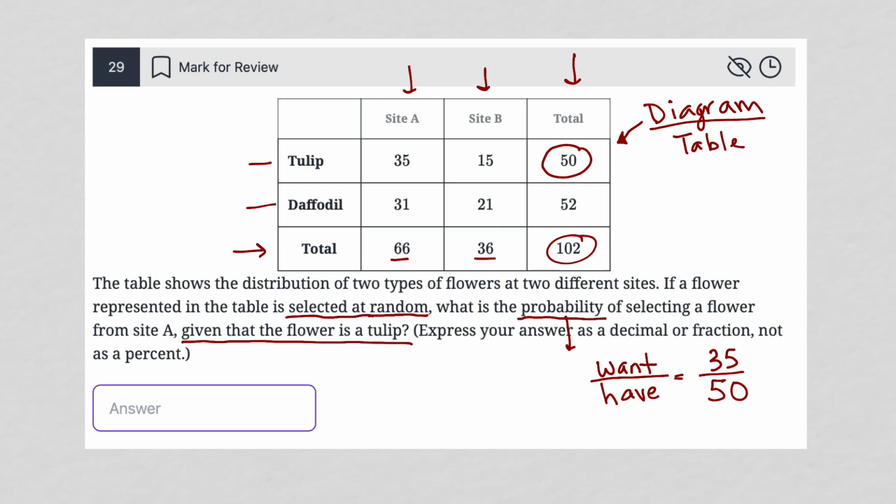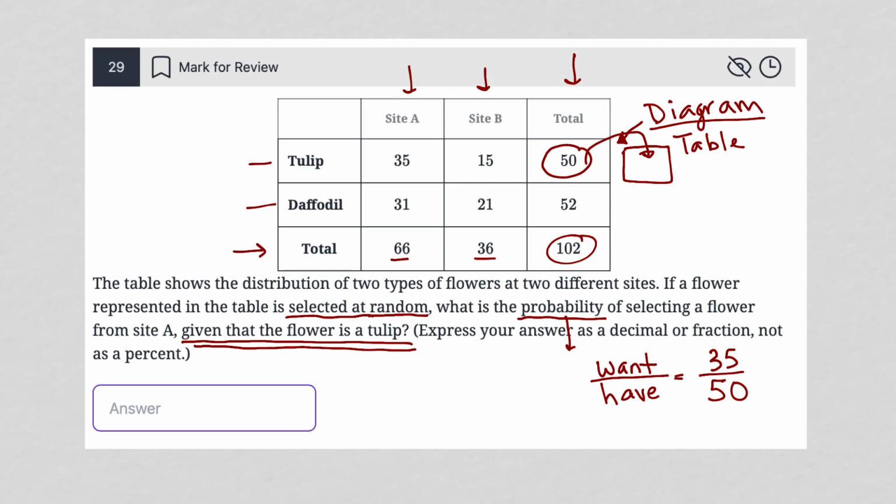The only way that we would know that is if, I don't know, let's think of it as a bag or a box that has only these 50 tulips inside of it from sites A and site B. If I were to reach into that box to choose a flower, I know that it's going to be a tulip. I don't know whether it be a tulip from site A or site B, but I do know that I must be pulling the tulip out of that box. And that's what this terminology, given that the flower is a tulip, that's what that means.